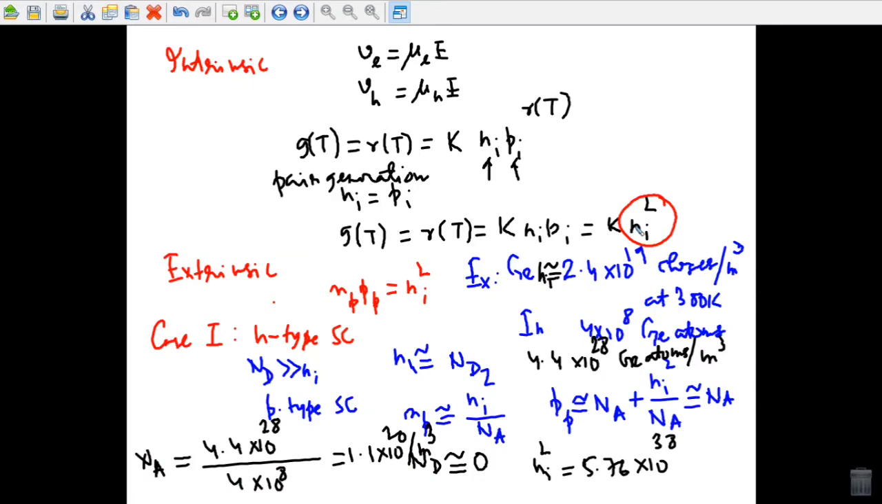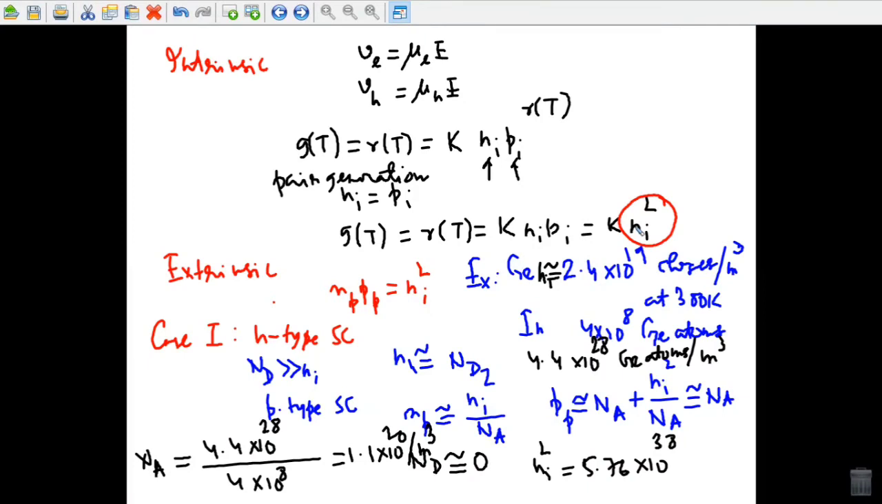This result is analogous to the constant solubility product in chemistry. So in an intrinsic semiconductor such as germanium, having an energy band gap of 0.75 electron volt, the intrinsic electron density at 300 K is 2.4 times 10 to the power 19 electrons per meter cube.